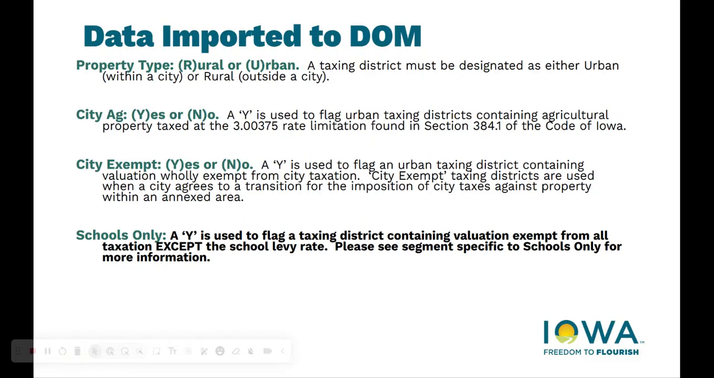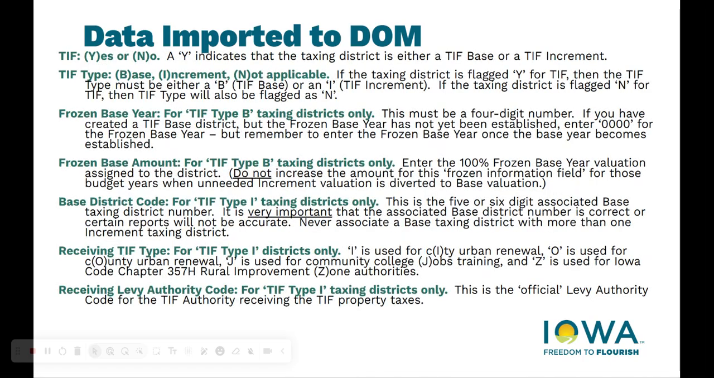Schools only. A Y is used to flag a taxing district that contains value exempt from all taxation except the school levy rate. And within the instructions, there's a particular segment regarding schools only. And I also have one brief segment of this training that's specific to schools only taxing districts. They are new for the assessment year 2025.